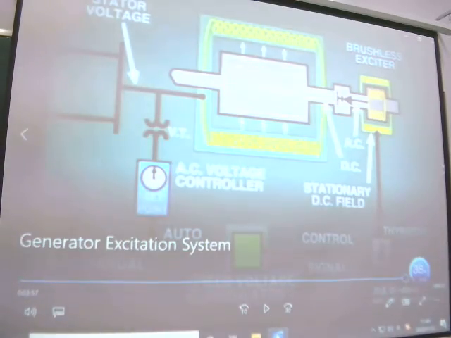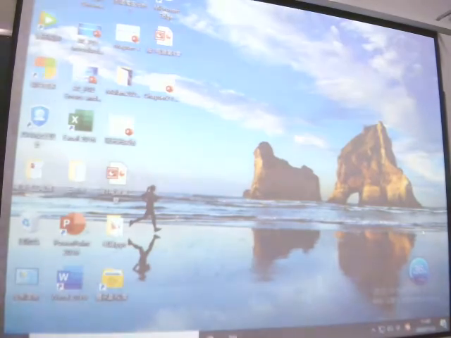So you can see here, the larger generator needs a small generator to generate the field power. A larger generator needs a small generator. Okay, this is the principle. The next one, you can see it by yourself.